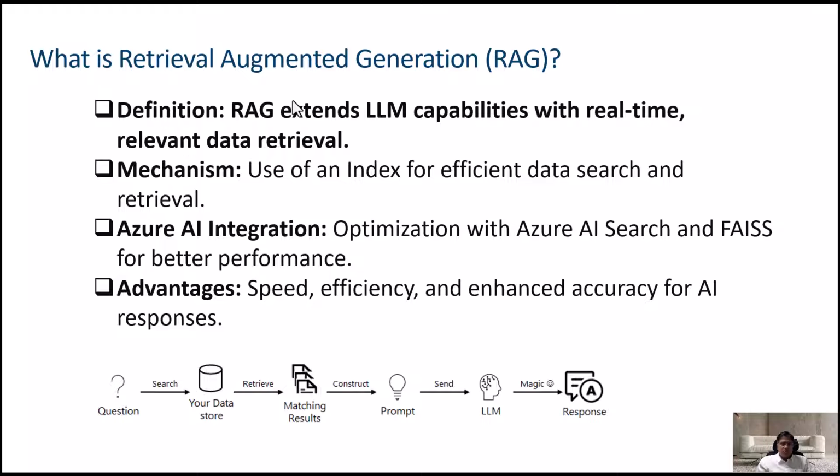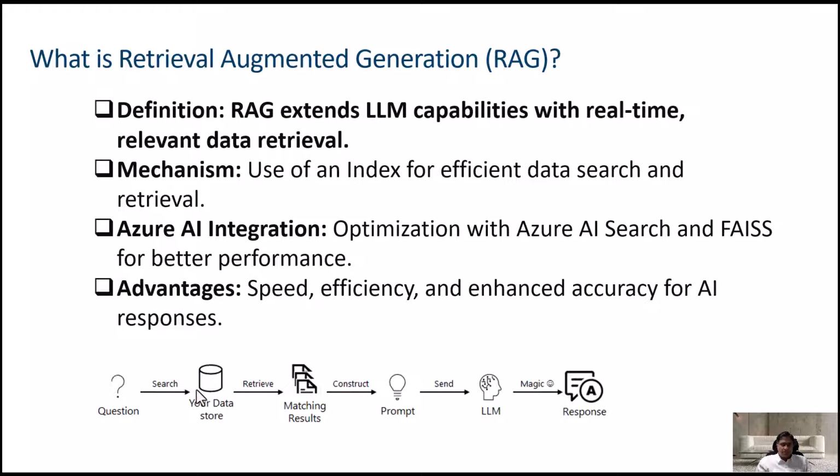In order to fix this issue, RAG came with a capability where it extends the LLM capability with real-time relevant data retrieval. How does it do it? The mechanism is very simple. It creates an index for efficient data search. Suppose in this example, this is your data set, which is a database. If you ask a question, the question goes to the data store.